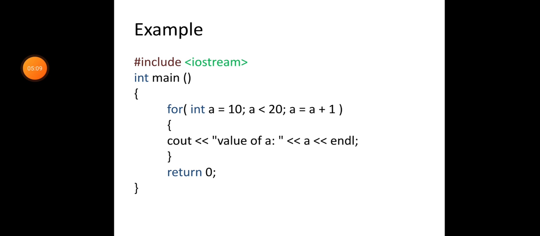Again, a is less than 20, and whatever statement is in the body is executed. Suppose a value is greater than 20, then automatically a will not be incremented, meaning it is going to end the statement, end the line, and directly return 0. Getting it? So this is how you are going to execute for loop programming. Okay, thank you.